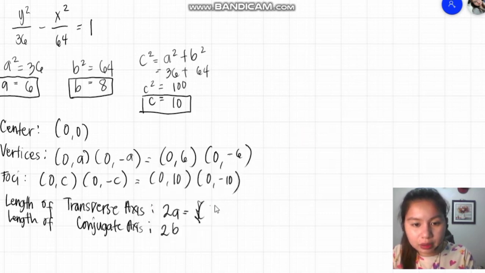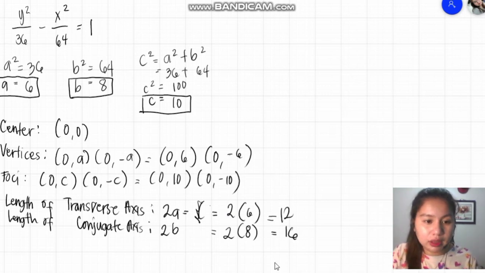So, we have 2A. 2 times ang A natin ay 6, so 2 times 6 equals 12. And then, 2B. 2 times ang B natin ay 8, so 16. So, ang length ng transverse ay 12. Ang length ni conjugate ay 16.